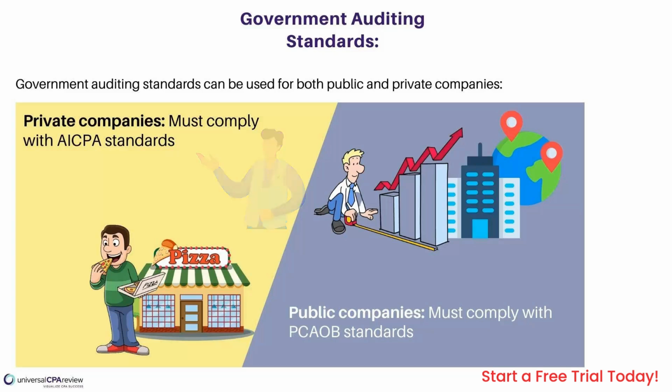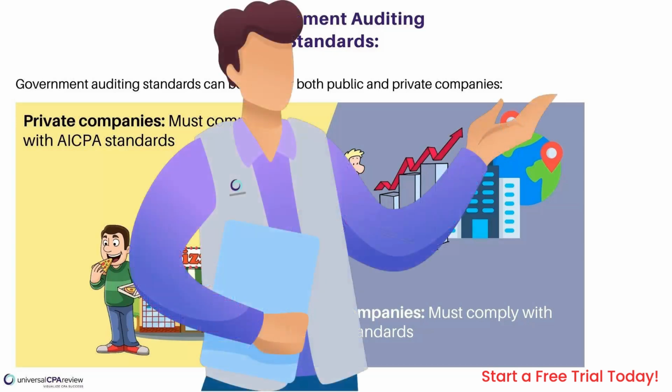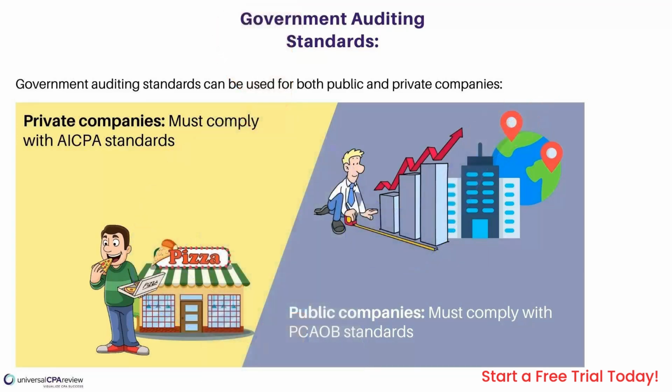a private company. On the other hand, public companies, those that are traded on stock exchanges, must comply with PCAOB standards established by the Public Company Accounting Oversight Board. So if a public company receives federal funding, its audit must also adhere to Yellow Book standards in addition to PCAOB standards. All right, so to sum it up, government auditing standards can layer on top of existing requirements, depending on whether the entity is public or private. So understanding this overlap ensures auditors follow the correct framework for both the organization type and the source of funding.